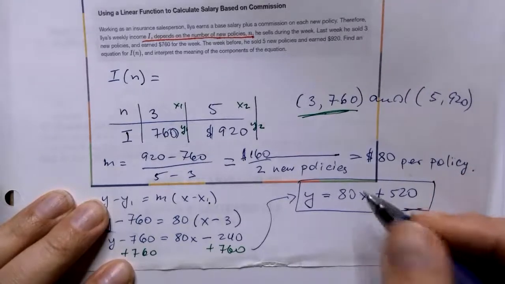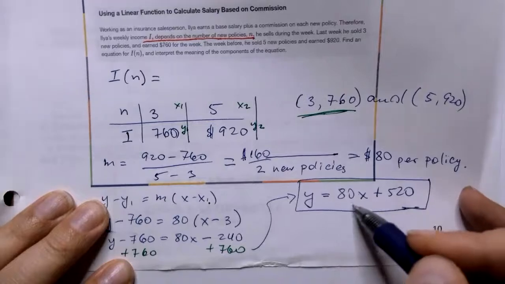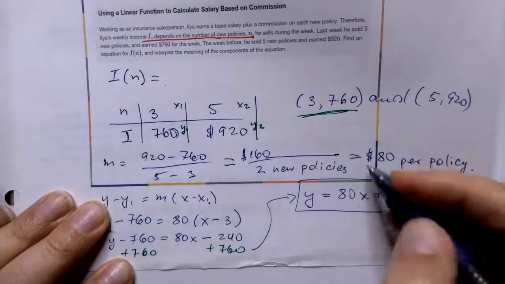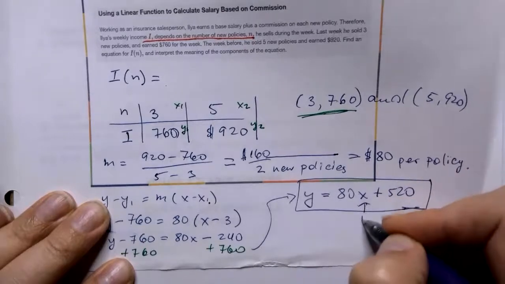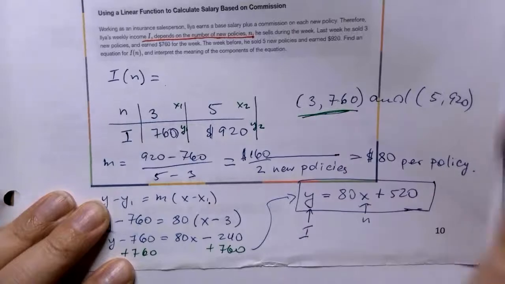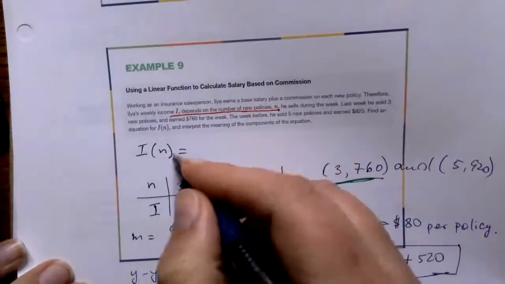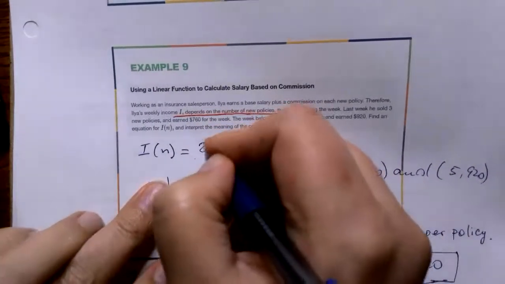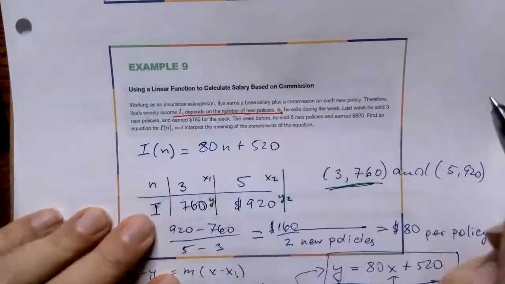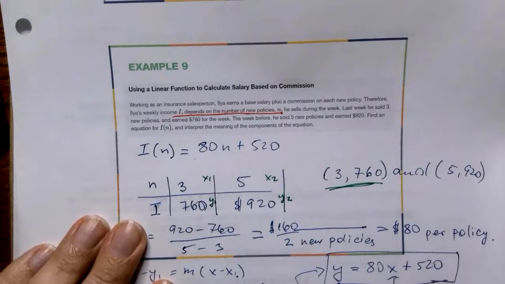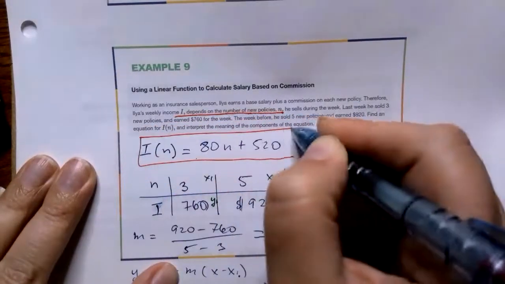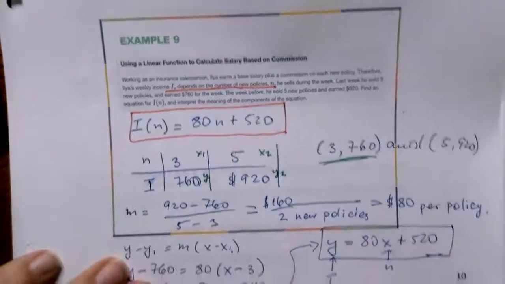I just want to mention that we need to use the units that they told us. They told us that the input is actually N and the output is actually I. Okay, so I of N is 80 times N plus 520. So that's what your final answer would be. This is the final function that they asked you to find.